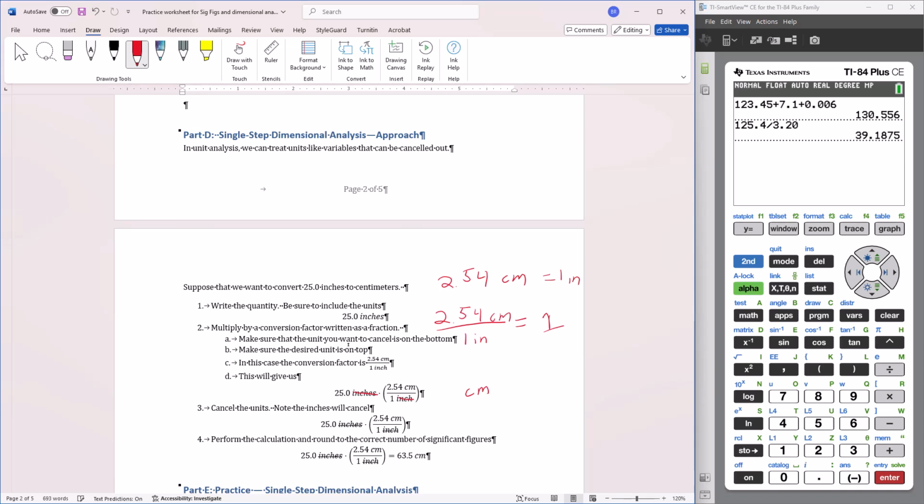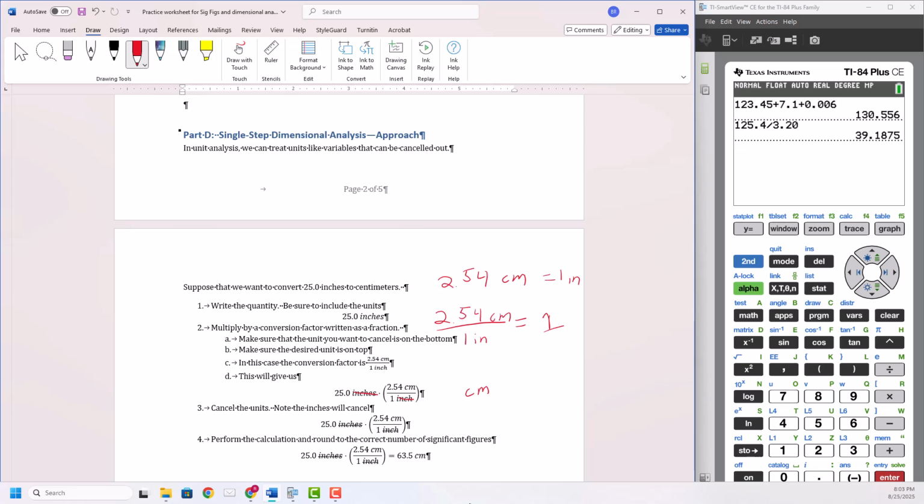So we multiplied 25 inches by 1, and we're going to get centimeters. We can just go ahead and do the math. We're going to have 25.0 times 2.54, and that will give us 63.5. The inches cancel, and the only thing we have left are centimeters.